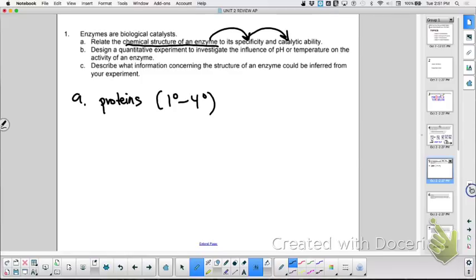So, you know the lab you just did? What did we vary on enzyme functionality? Substrate concentration. Could we do the same lab but vary the pH of the catalase? Yes. Could we do the same lab and vary the temperature of the catalase? Yes. Would that answer this question? Yes. You don't have to come up with a new lab, thinking Miss Lynn wants me to be creative. I don't.